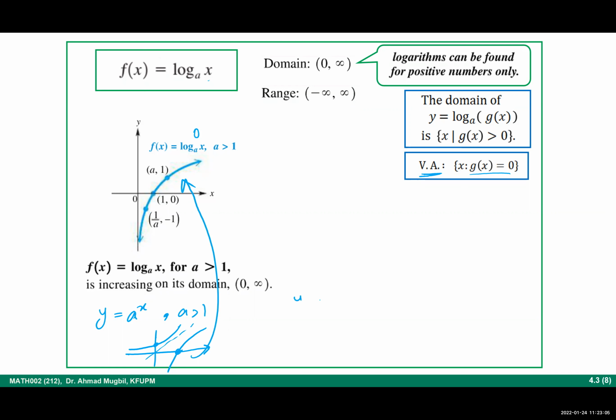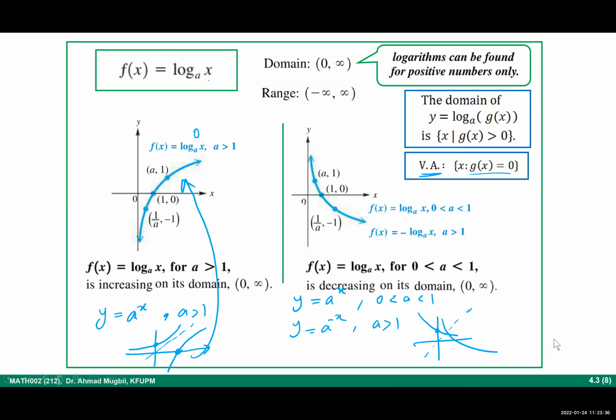Now, what about when we have a to the power x, but a is greater than 0 and less than 1, which means, in other words, we have y equals a to the power negative x with a greater than 1? It is the same as this graph, but reflected in the y-axis. So it is like this. Now, what will be the reflection of this line about y equals x? It will be like this, right? And here it is. This is the graph of the logarithmic function when the base is what?